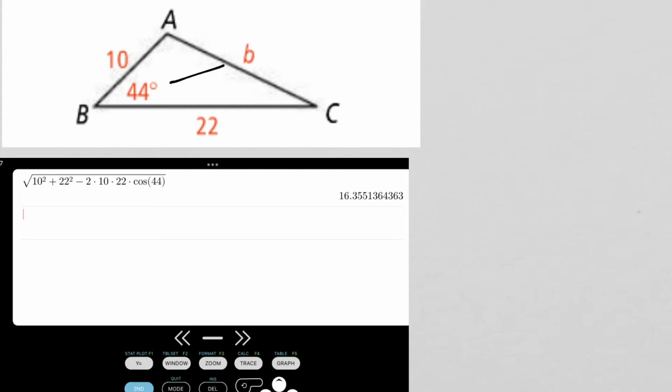So let's talk about law of cosines. Law of cosines says side, angle, side. Do I have two sides and an angle in between? Yes, I do. I got my 10, my 22, and what's the angle in between them? 44 degrees. So I'm going to be using the formula to find a side. So let's write it down.